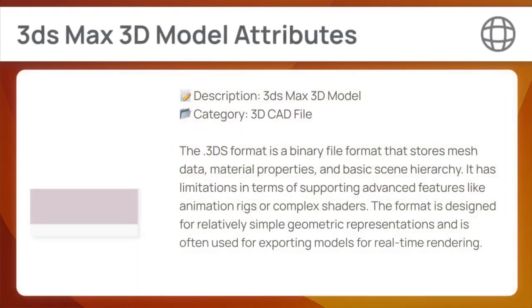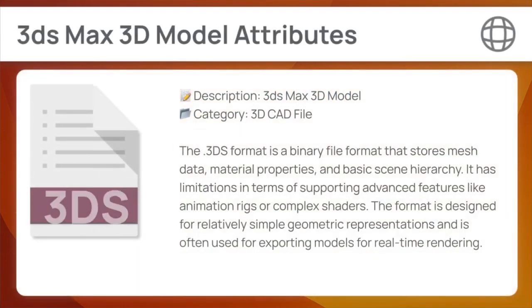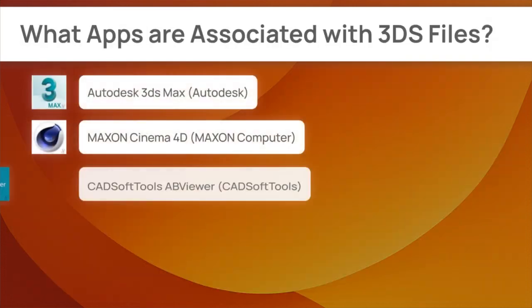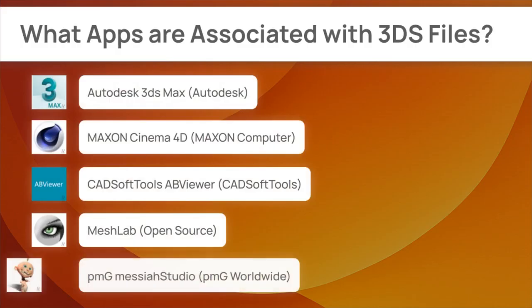The 3DS format is a binary file format that stores mesh data, material properties, and basic scene hierarchy. It has limitations in terms of supporting advanced features like animation rigs or complex shaders. The format is designed for relatively simple geometric representations and is often used for exporting models for real-time rendering. You will typically find Autodesk 3ds Max, developed by Autodesk, associated with .3ds.